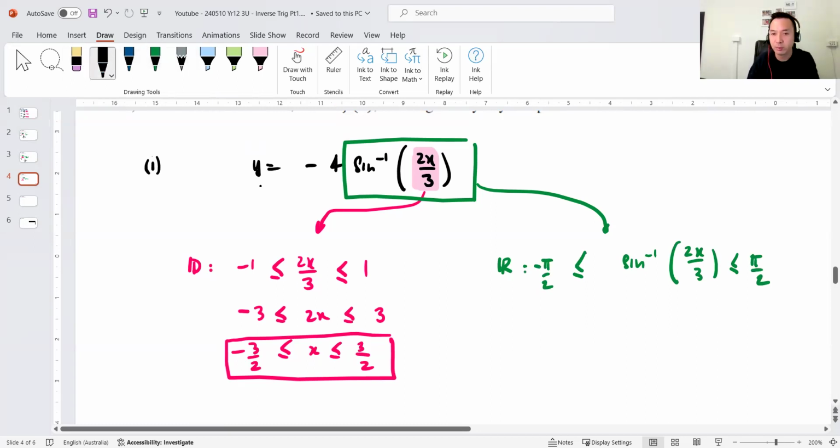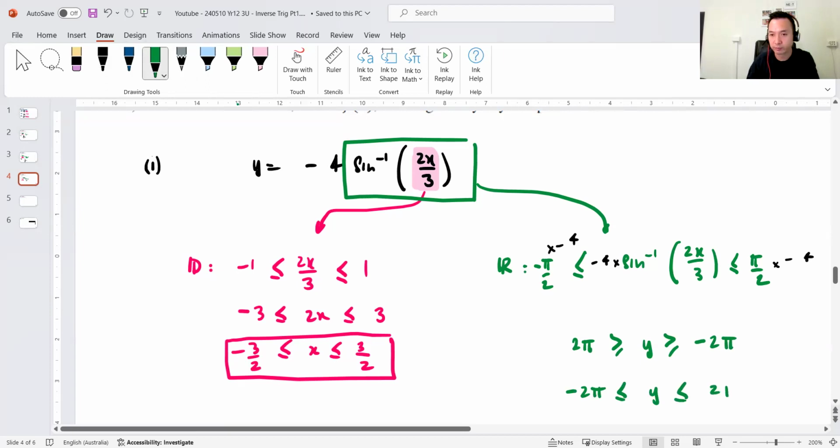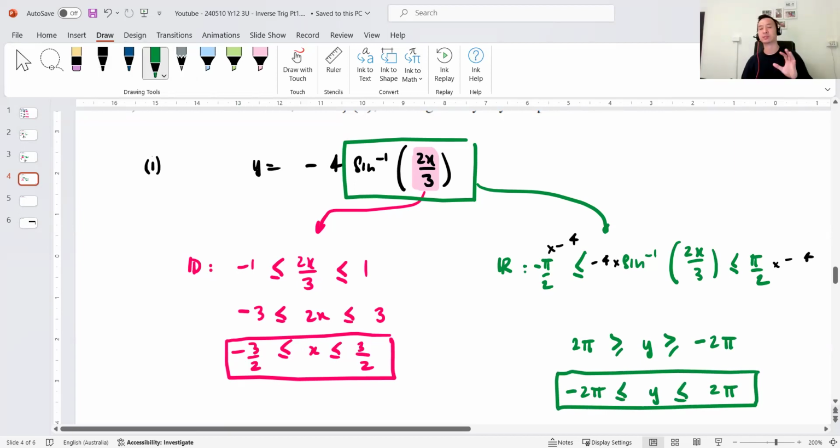Now, when I multiply this by -4, just be careful. When I multiply everything by -4, the sign flips. That's y now. -4 times that, what's that? -2 pi. And that becomes 2 pi. And then you just reverse the order of this, so minus 2 pi. And that is my range. Simple, simple, simple.